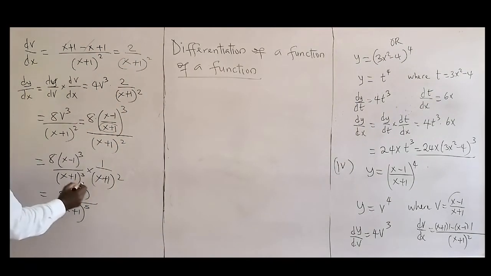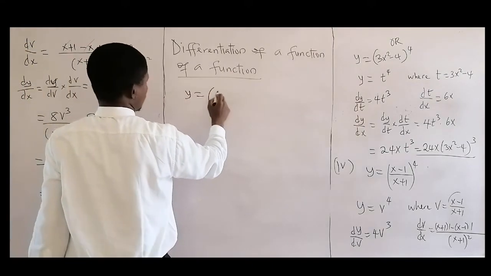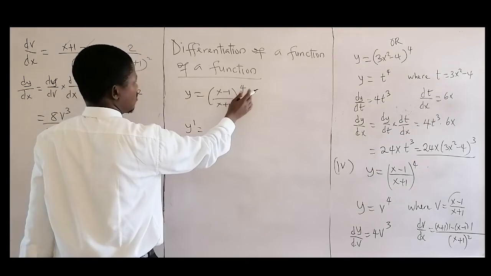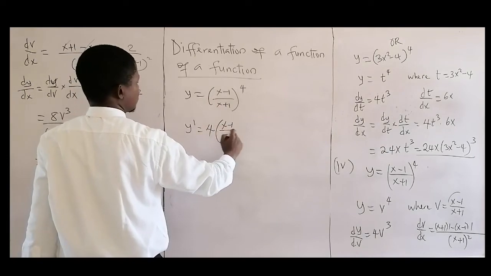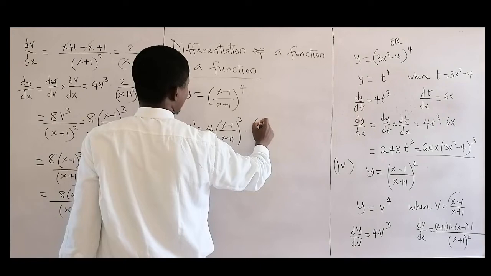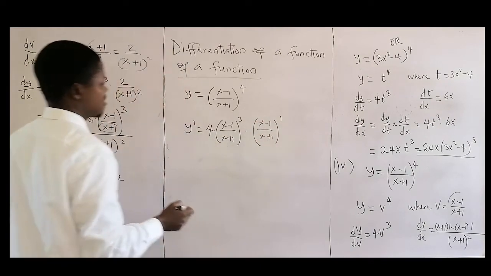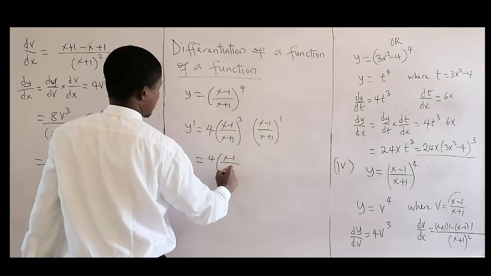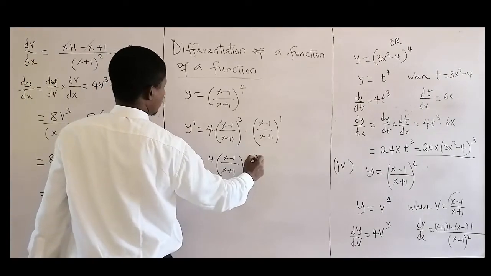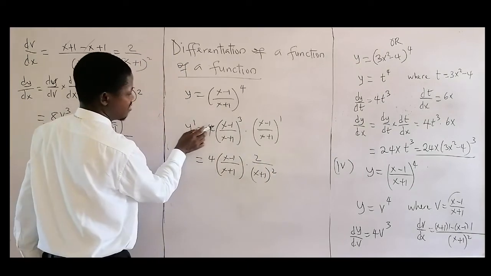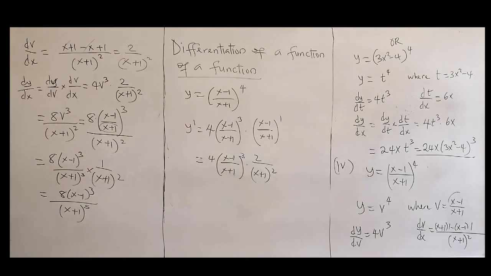I didn't even put this one here. This is (x−1) power 3. So if you want to do it, y prime will equal to 4 into bracket ((x−1)/(x+1)) power 4 minus 1, that is 3, then times the derivative of (x−1)/(x+1). The derivative of this is 2 over (x+1)². And don't forget, this is power 3 here.